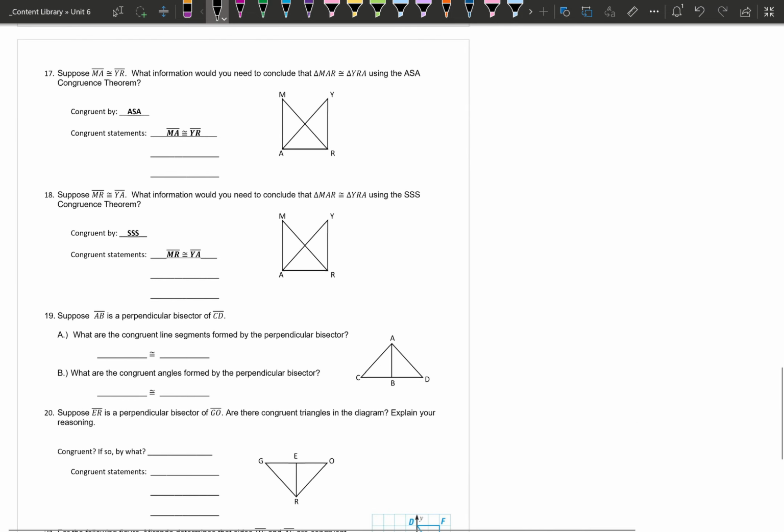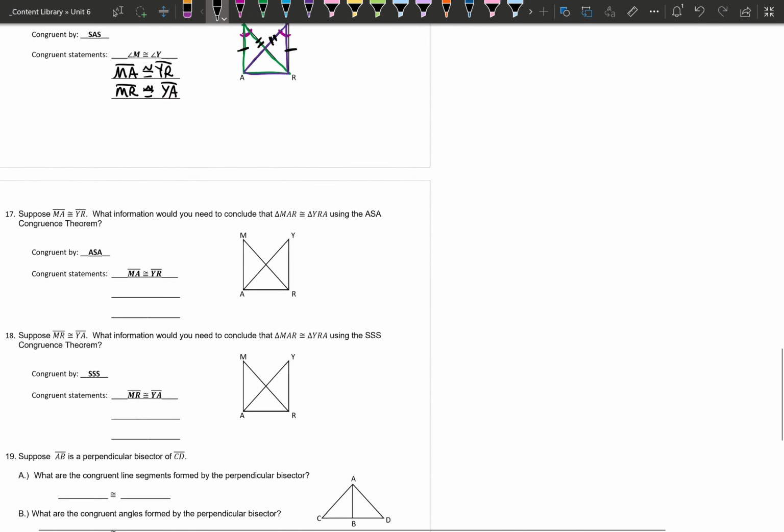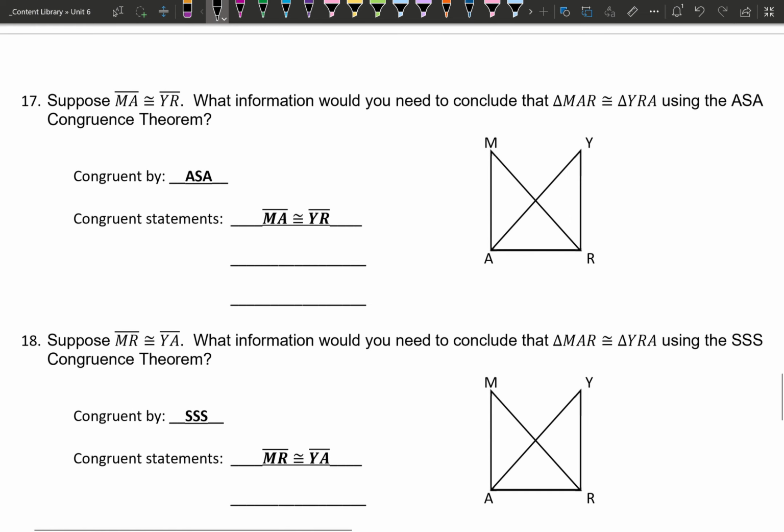Number 17. Oh, I made this a long review, huh? Number 17, suppose MA is congruent to YR. What information would I need to make these triangles congruent using angle side angle? Well, let's check it out. Now, I already told you that MA and YR are congruent. Let's mark it, MA, YR.